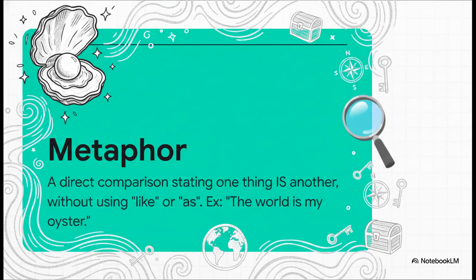Next, we've got the simile's bolder cousin, the metaphor. A metaphor doesn't mess around with like or as. It goes right for it and says one thing is another thing. The world is my oyster. Now, obviously, the planet isn't a giant shellfish. It just means it's packed with amazing opportunities just waiting for you.